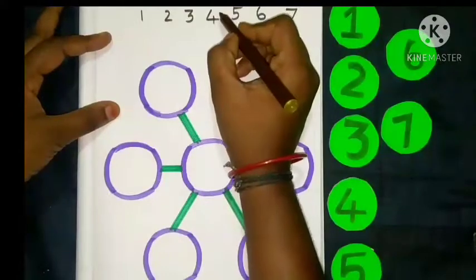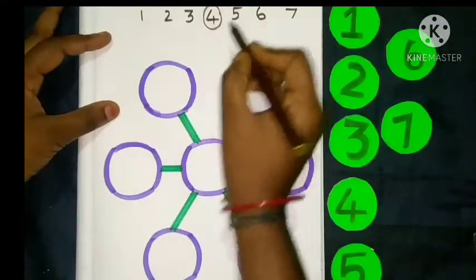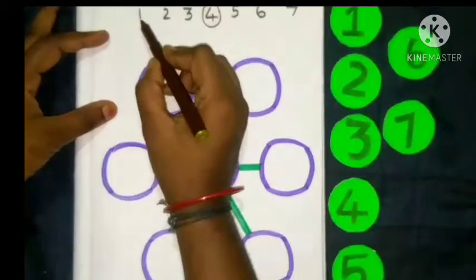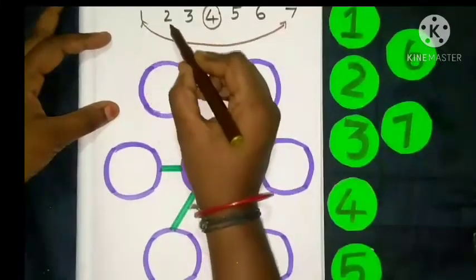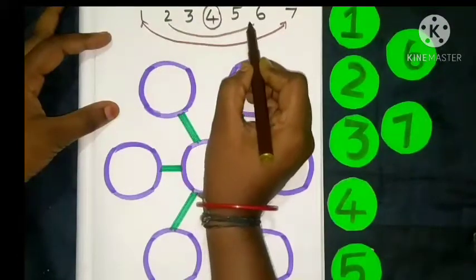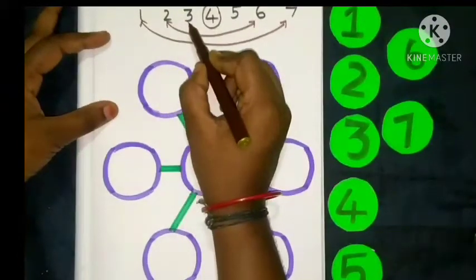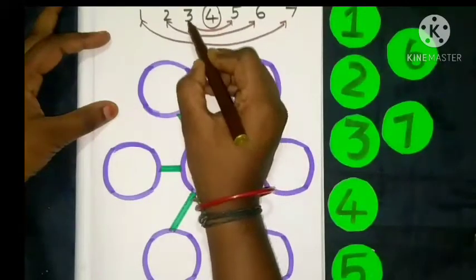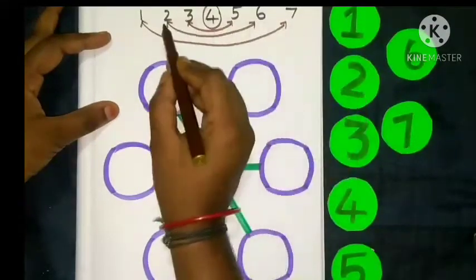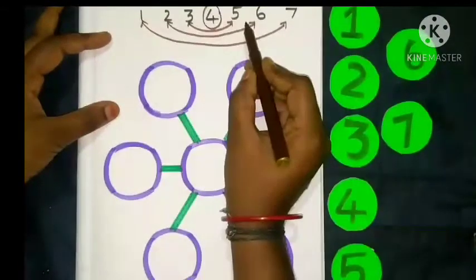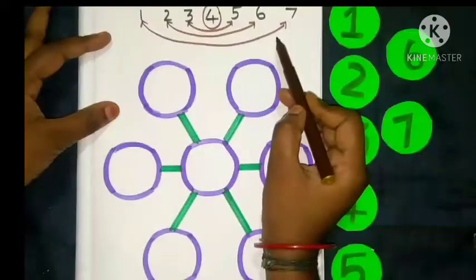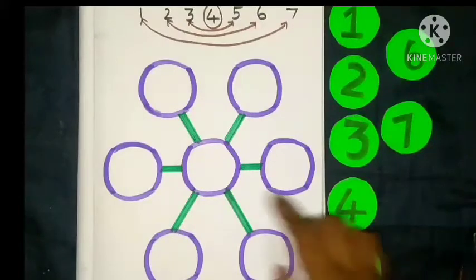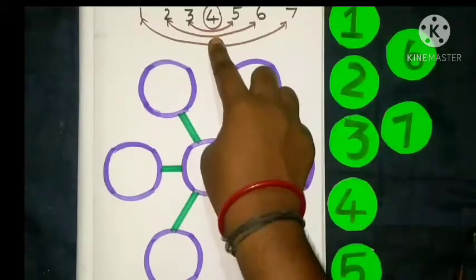First, circle the middle number, that is 4. Then put arrows like this. First you have to circle the middle number, then you have to put arrows like this. From that we have to place 4 in the center because 4 is the middle number.